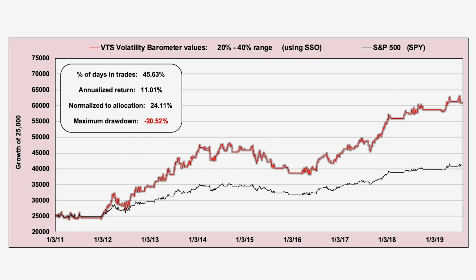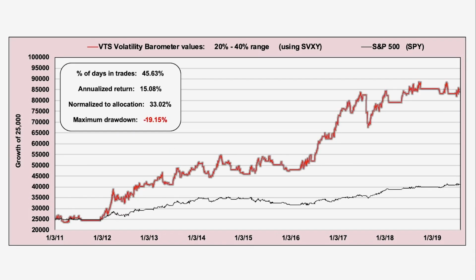But here's the first interesting replacement. This is the SSO, which is a 2 times leveraged S&P 500 ETF. If using SSO during the 20 to 40% section, it's about double the return of the S&P 500, so that's good. The problem is, that's only half of what the ZIV was getting. And secondly, the drawdown is nearly twice as high as I get with ZIV as well, at minus 20.52%. It's still fine, and if there was some reason why you were against volatility ETPs, then the 2 times leveraged S&P using SSO is still viable, but again, not as good as the ZIV.